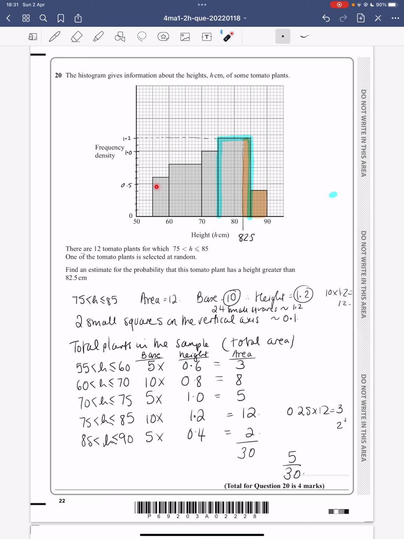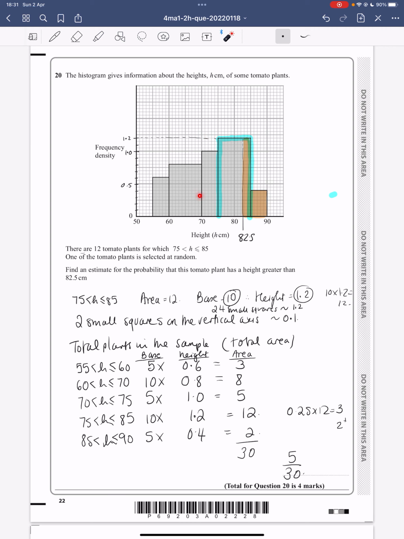So now we need to work out the total plants in the sample, which is the total area of the rectangles. I'll put these in first of all: 55 to 60, 60 to 70, 70 to 75, 75 to 85, that's one we know already, and then 85 to 90. So the bases, these are rectangles, are 5, 10, 5, 10, 5. And then the heights, using this scale here: this one's 0.6, this one's 0.8, this one's 1, this one was 1.2, and that's one we knew already.